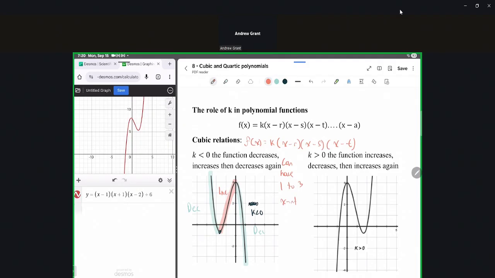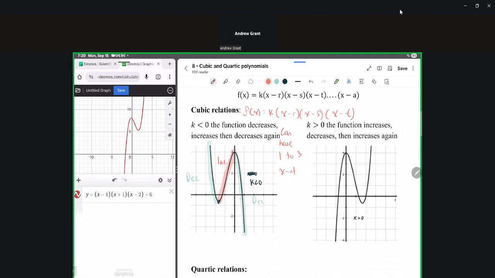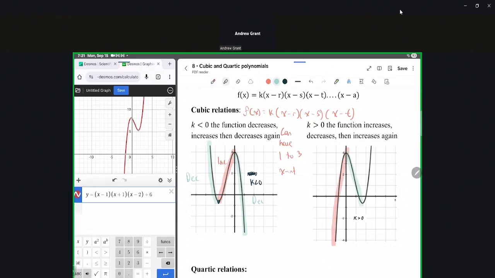Okay. So when the value of k is greater than 0, as I showed on the graph, if you want, I can put a little negative sign here and flip it upside down. So if k is greater than 0, the function, and again, I'll highlight this in red for us, will increase, decrease, and increase again. Okay, that's just in general what they do.